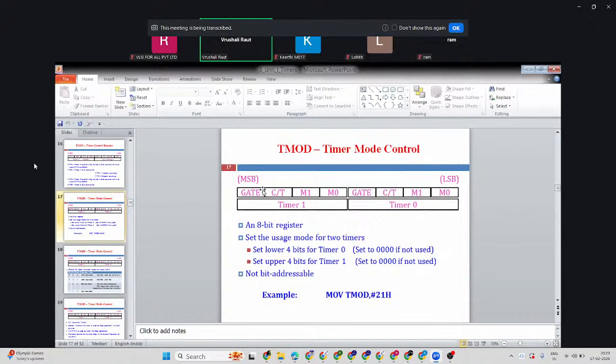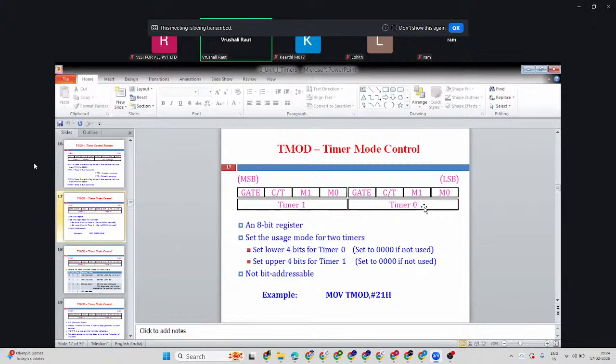Now look, how is that timer mode control? It is having MSB, that is most significant bit, GATE. Then the next one is C/T, means counter/timer, then M1 and M0, and this is for timer 1. Means we are setting either timer or counter, that we are deciding from here, and M1 and M0 are selecting the mode of the timer. Same 4 bits for timer 0.